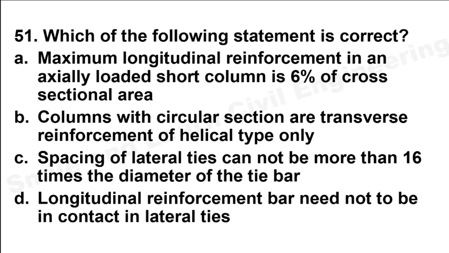Okay. Question number 51, which of the following statements is correct? Maximum longitudinal reinforcement in an axially loaded short column is 6% of cross-sectional area. So this is correct. Columns with circular section are transverse reinforcement of helical type only. So helical type only we cannot say. This is 0.8 to 4%. This is not correct. Okay. Columns with circular section of transverse reinforcement are of helical type only. No, that is not correct.